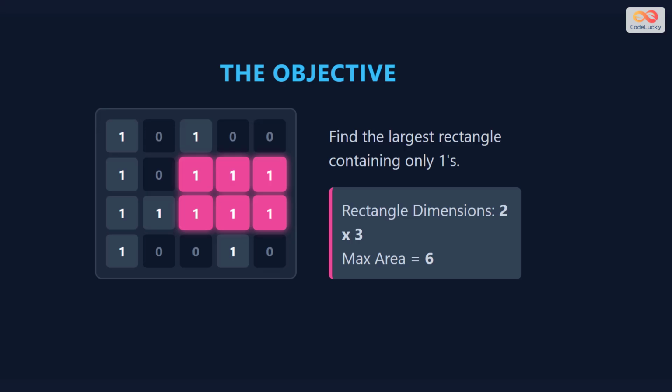The goal is straightforward to understand, but tricky to solve efficiently. We need to find the largest rectangle formed entirely of ones within the matrix and return its area. In this example, while there are many small rectangles, the largest one is highlighted in pink, with a height of 2 and width of 3, giving us an area of 6.